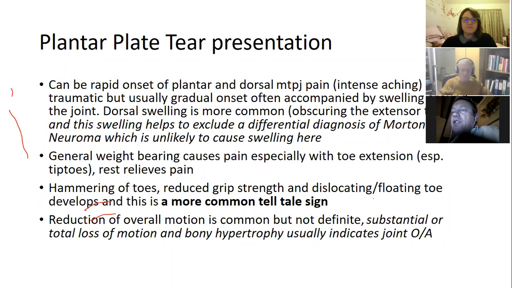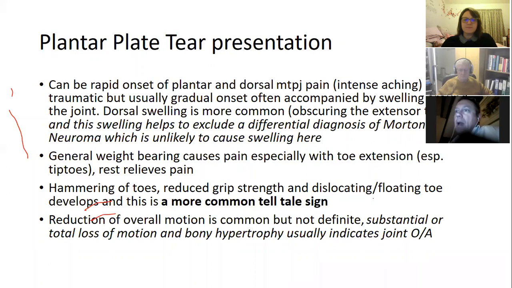And this is quite an interesting way of differentially diagnosing when you get a case of metatarsalgia, i.e. pain in the forefoot, and you think, could this be a Morton's neuroma? Well, generally, Morton's neuroma doesn't cause dorsal swelling. It would be unusual. So it's a way to differentially diagnose a plantar plate tear as opposed to a Morton's neuroma. Obviously, the Morton's neuroma pain is more of a stingy, sharp pain, and this is a dull, intense throb.